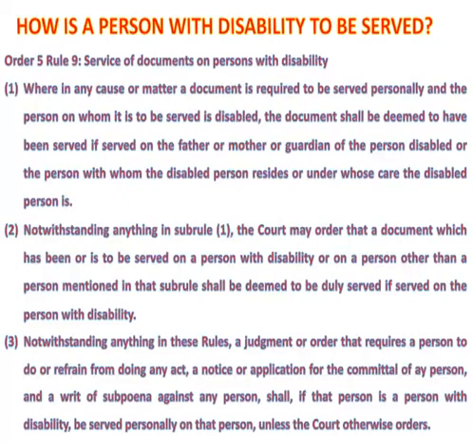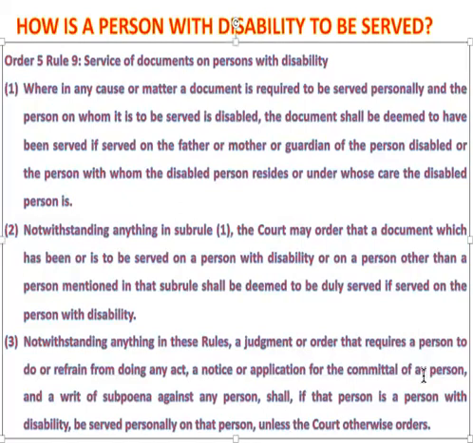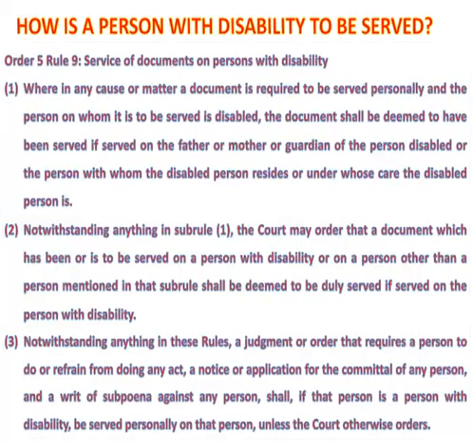Then Order 5, Rule 9, Sub Rule 3: notwithstanding anything in these rules, a judgment or order that requires a person to do or refrain from doing an act, a notice or application for the committal of any person, and the writ of subpoena against any person, shall, if that person is a person with disability, be served personally on that person unless the court otherwise directs. So that's how you serve persons with disabilities.